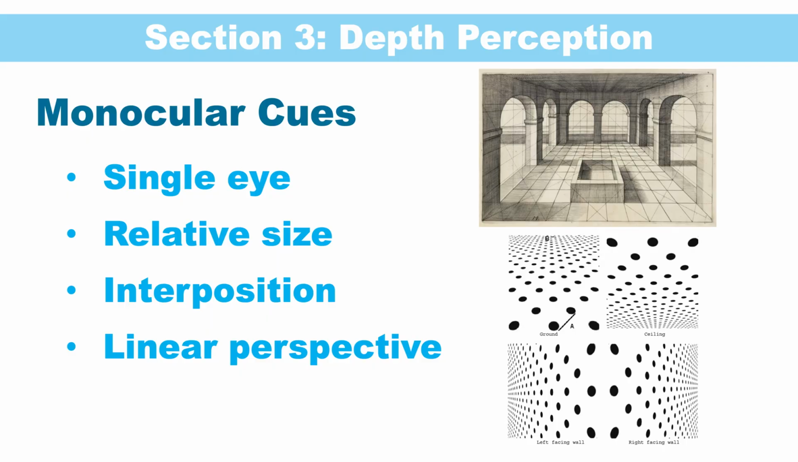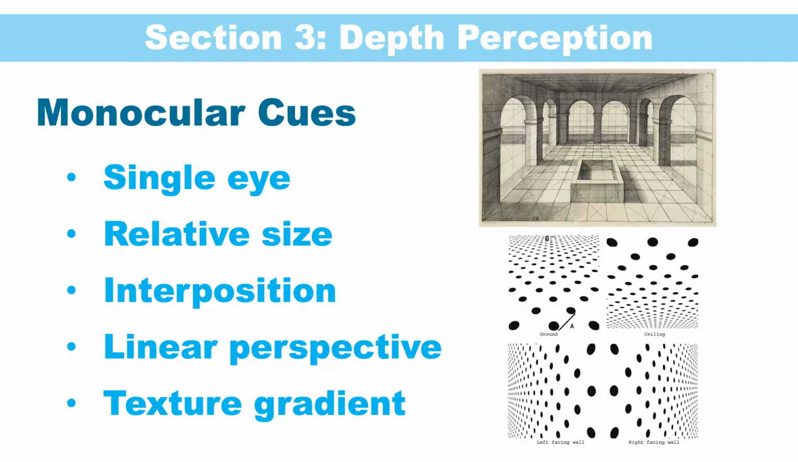Another component of monocular perspective is linear perspective. Parallel lines, like railroad tracks, seem to converge in the distance. Your brain interprets that convergence as depth. Finally, we have texture gradient. Surfaces that are close show more texture and detail. As objects move farther away, their texture becomes finer and less distinct.